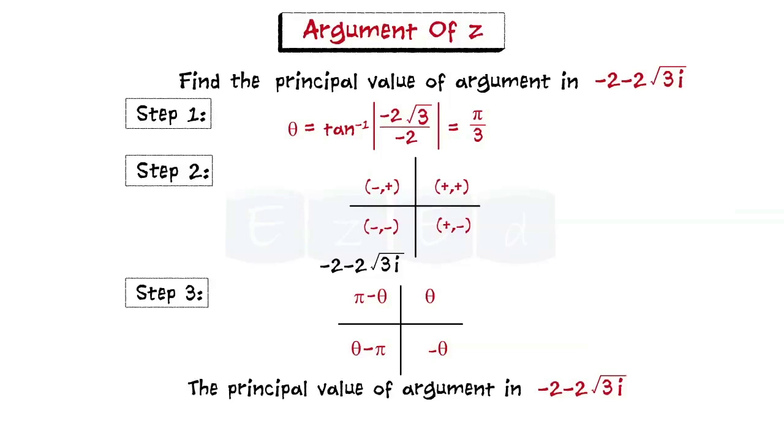Finally, we use this graph to calculate the principal value of argument in minus 2 square root 3i. Since minus 2 square root 3i lies in the third quadrant and the value of theta is pi by 3, therefore the principal value of argument in minus 2 square root 3i is theta minus pi, which is equal to pi by 3 minus pi, which is further equal to minus 2 pi by 3.